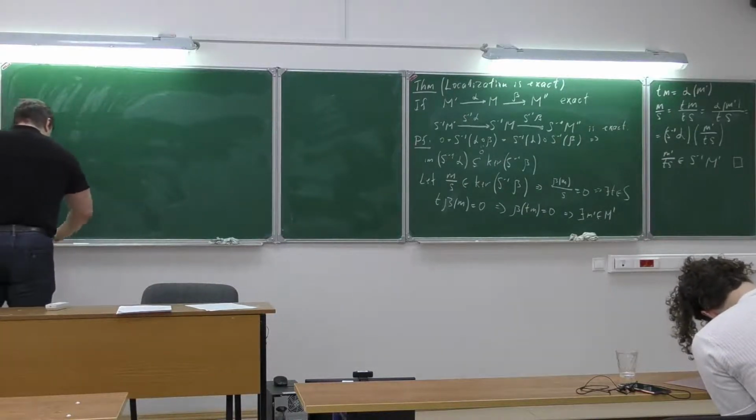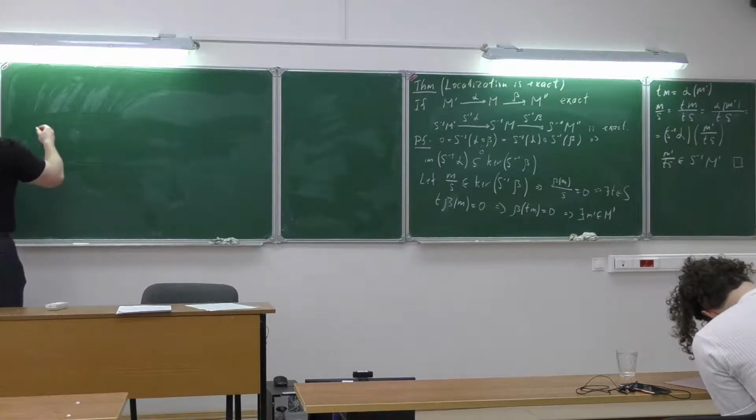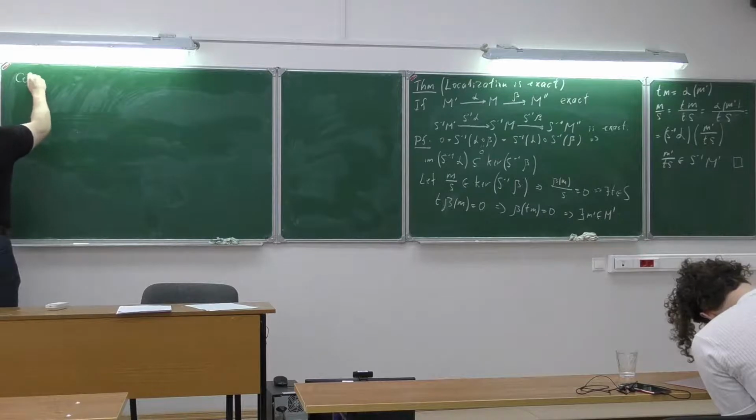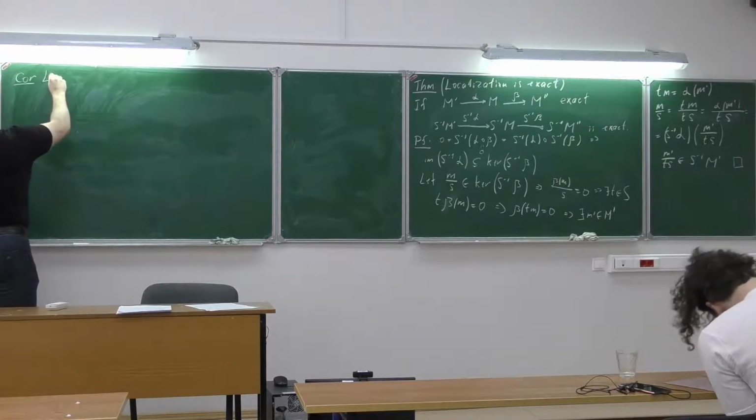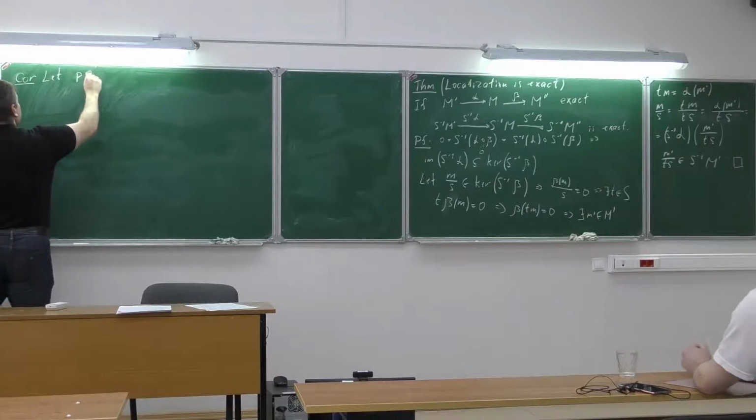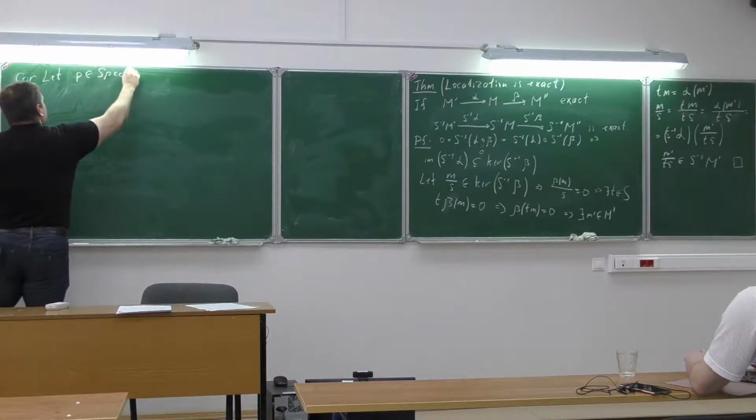Okay, now let's derive one simple observation, but which is quite important nevertheless. The observation is the following. So let's take a prime ideal in the ring R.